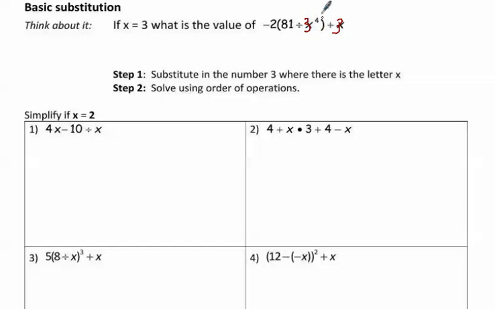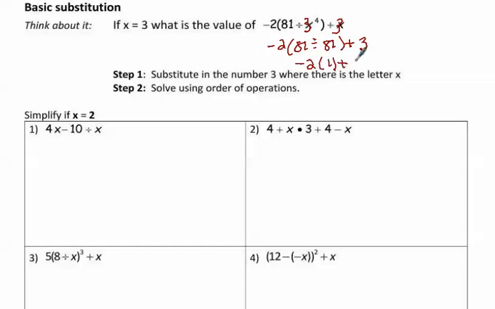Looking at grouping, the first thing I'm going to do in grouping is my exponents. 3 to the 4th is 81. 81 divided by 81 is 1.